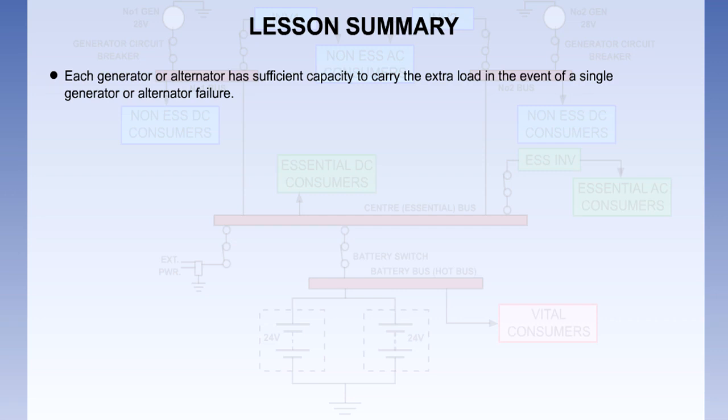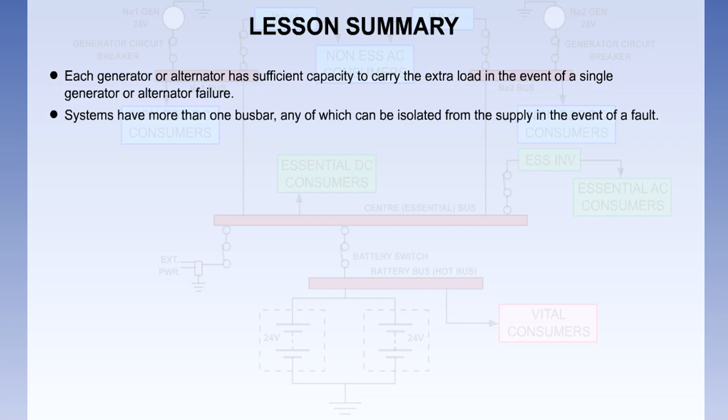Power source failures are protected against by ensuring that each generator or alternator has sufficient capacity to carry the extra load in the event of a single generator or alternator failure. In order to protect the system from busbar faults, systems have more than one busbar, any of which can be isolated from the supply in the event of a fault, while still allowing the services powered from the other busbars to operate normally.